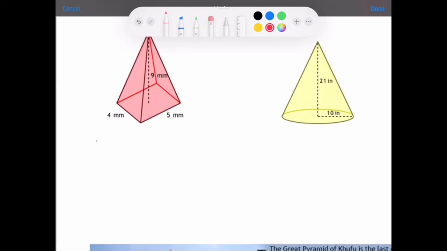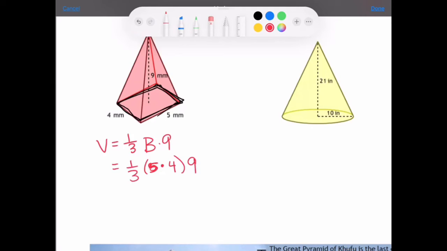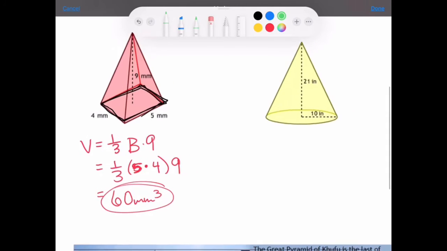So remember the formula is volume equals 1/3 base area times our height. So volume equals 1/3. Our base here is just a rectangle, so all we have to do is 5 times 4. That's 5. And multiply that by our height, which is 9. So put that all into our calculator, 60 millimeters cubed. Okay, that's it.